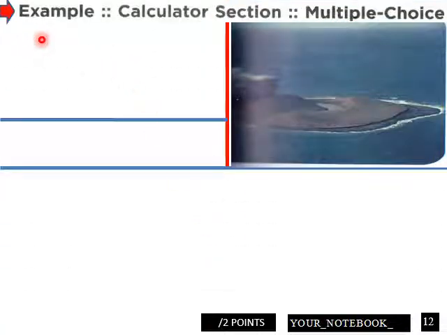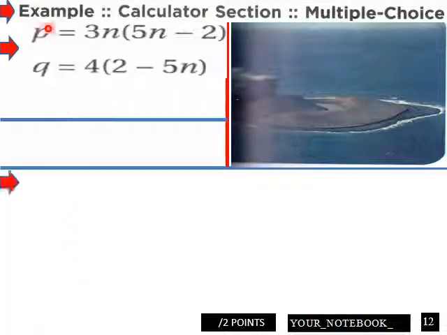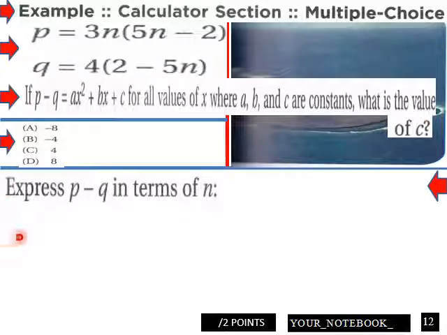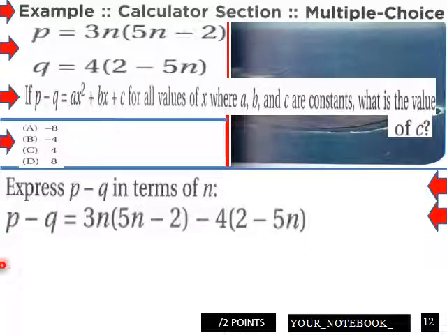Page 12, example, calc section, multiple choice. We have two equations here. If p minus q equals this trinomial for all values of x, where a, b, and c are constants, what is the value of c? And then here are our choices for c. Express p minus q in terms of n. So p minus q in terms of n equals 3n minus 2 times the quantity 5n minus 2, minus 4 times 2 minus 5n, which is this up here.